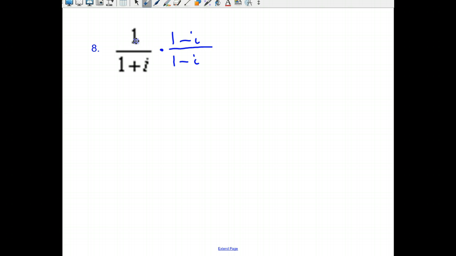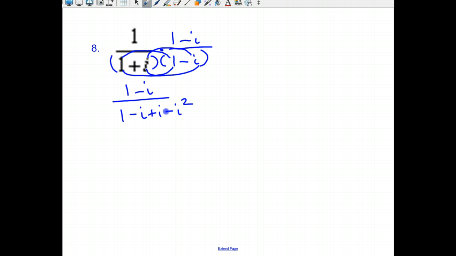In the numerator, 1 times 1 minus i is just 1 minus i. In the denominator, we're going to have to FOIL. So if it helps you, go ahead and put parentheses around both expressions. And then 1 times 1 is 1. 1 times negative i is negative i. Positive i times 1 is positive i. And then i times negative i is negative i squared.